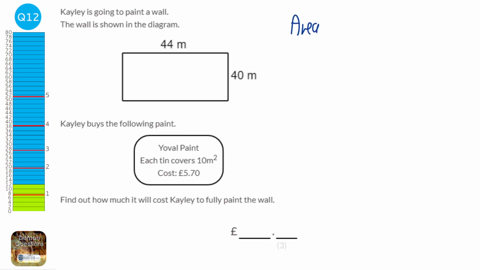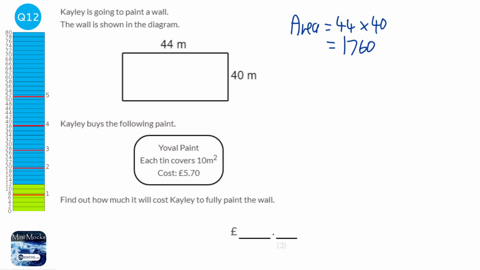First thing we need to do is work out the area of the wall, and so to do that we're just going to multiply the 44 by the 40. So 44 times 40 is 1,760. And next thing we notice is that each tin covers 10 meters squared.